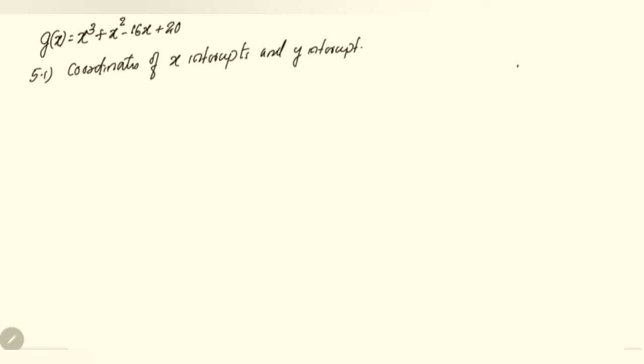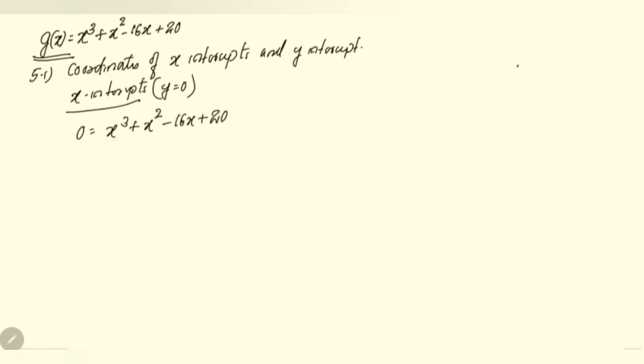Okay, let us do this question. You have to find the x-intercept and y-intercept. Let me start with the x-intercepts. How do you get the x-intercept? Put y is 0 in the main equation. That is g of x, y is going to be 0. So it's 0 is equal to x cube plus x square minus 16x plus 20.